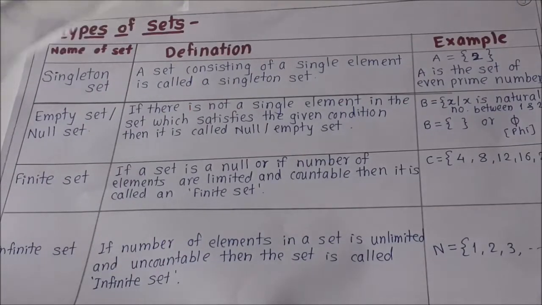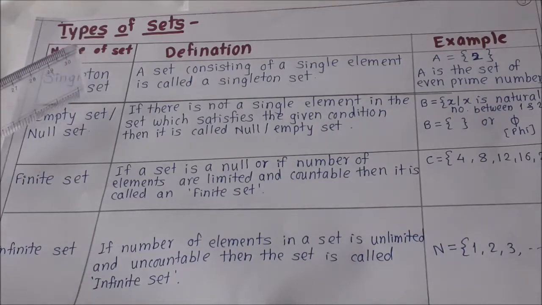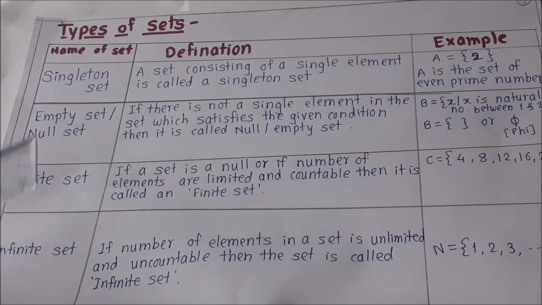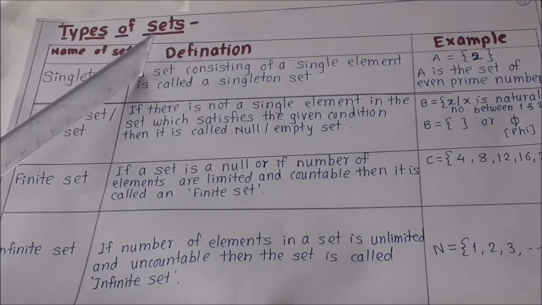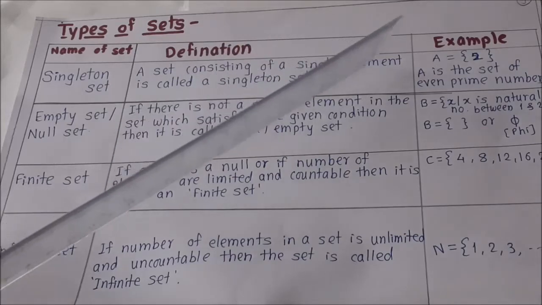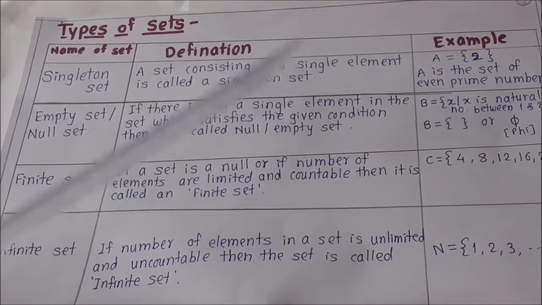Types of sets. Here we are going to learn 4 types of sets. In that, the first one is the singleton set. Now see, all of you know how to write the sets, so by observing the set, you can decide the type of the set. First one, singleton set. Definition: a set consisting of a single element is called a singleton set.